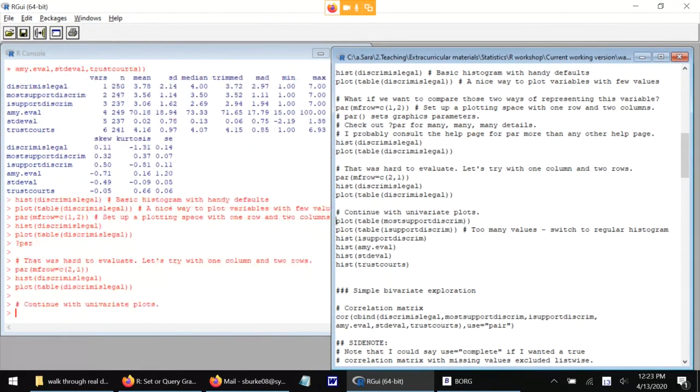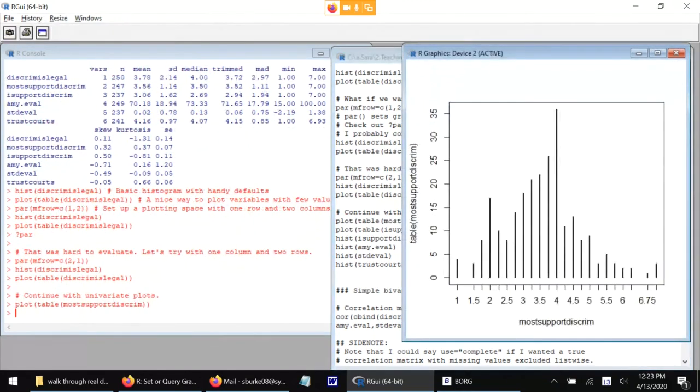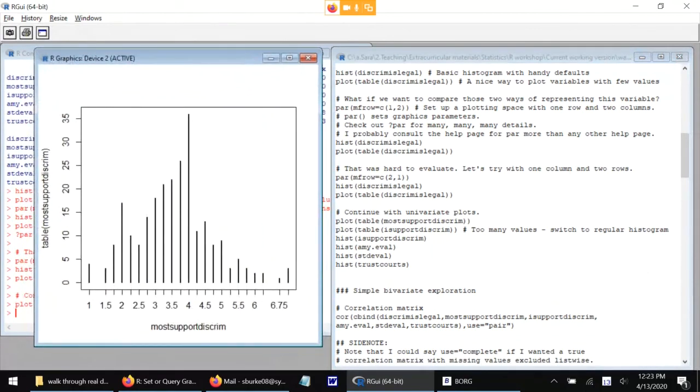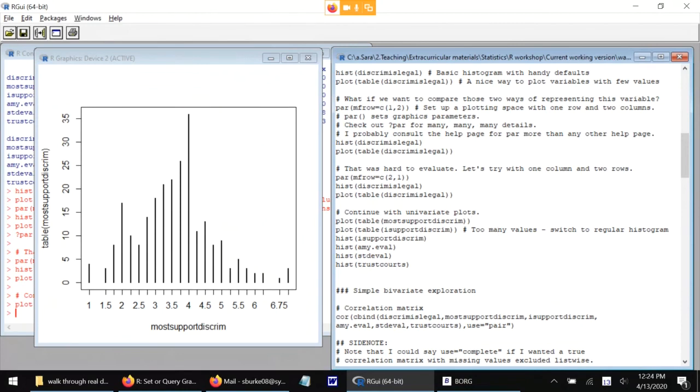A few more examples of plots. So I might call plot of table of the question most people support discrimination on the basis of mental illness history. So here is that plot, reasonably symmetric distribution. I could try it with this composite scale indicating that the participant supports discrimination, which I called I support discrim, just as a way of reminding me how it's different from most support discrim.